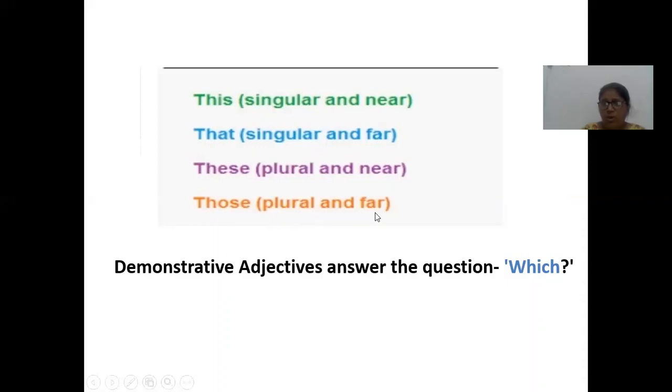Now, when we put a question, which, to the noun in a sentence, we get an answer and that answer is our demonstrative adjective. Suppose I say which car, then I'm getting this car. So this way we can put questions and we can find demonstrative adjectives in the sentence.